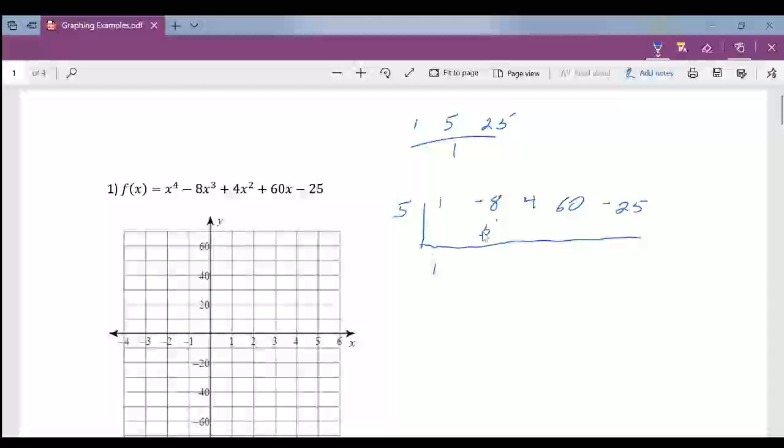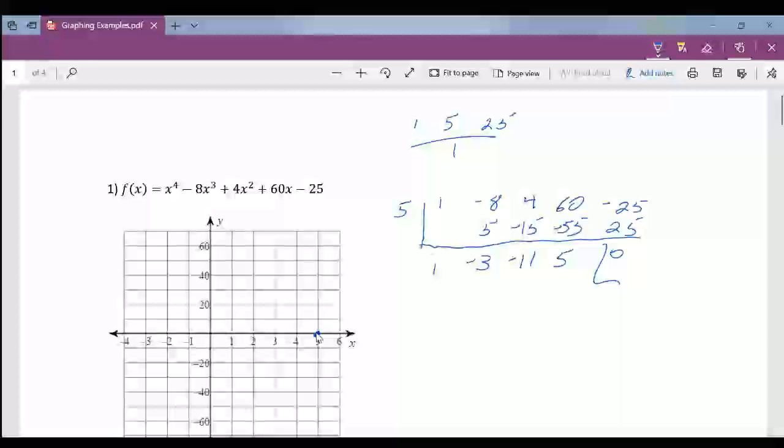multiply, add, multiply, add. Oh, here we go. Multiply, add, and multiply. Okay, so we found one of our roots. It looks like 5 is going to be one of them. That would be a dot right here, okay, at x equals 5.